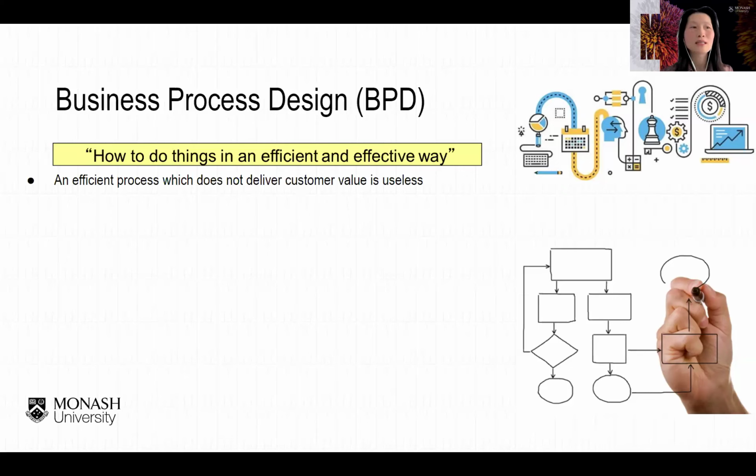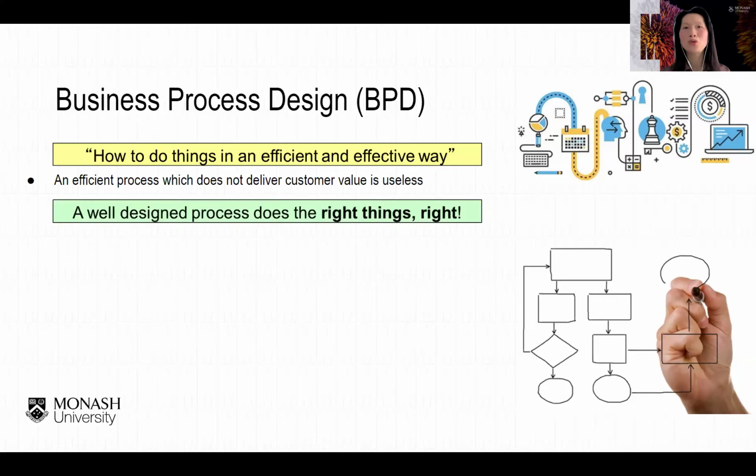Because if you just make a not very good process more efficient, that's not very good, because it doesn't really deliver any customer value or achieve any business objectives. So the essence of business process design is to do the right things right. In other words, it's for both effectiveness and efficiency. That's actually a lot of what we do as a BIS professional. We want to deliver a system or IT innovation that achieves both effectiveness and efficiency.